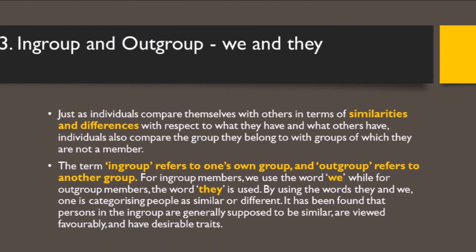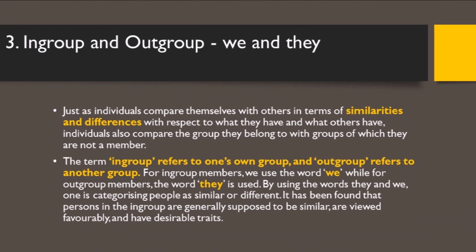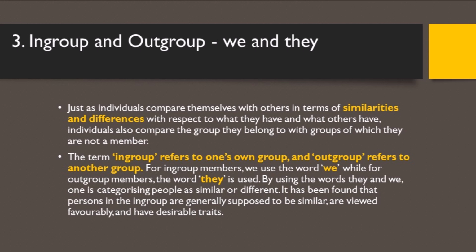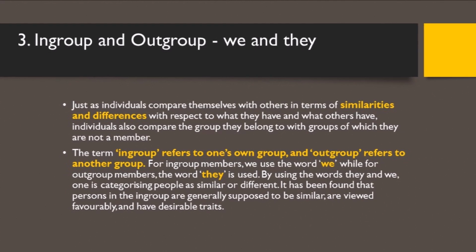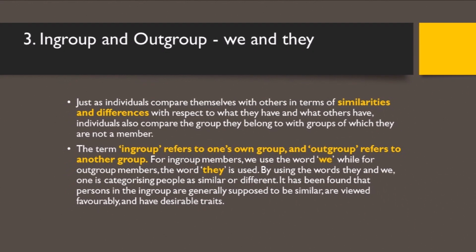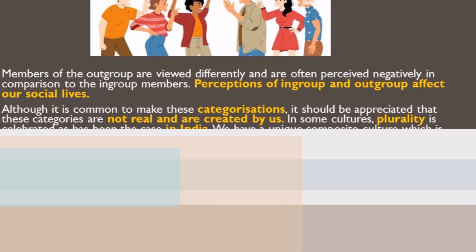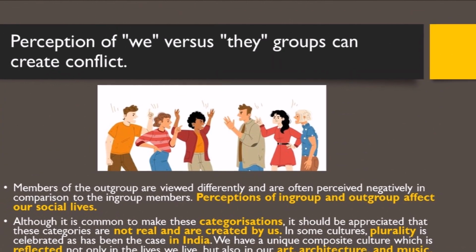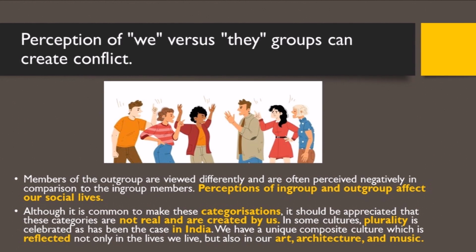3. In-group and out-group. In-groups are the groups we belong to, while out-groups are those we don't. This categorization affects how we view others and can lead to biases. In-group members are often seen as similar and favorable, whereas out-group members might be perceived negatively.